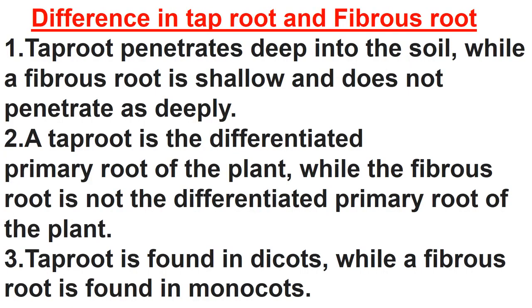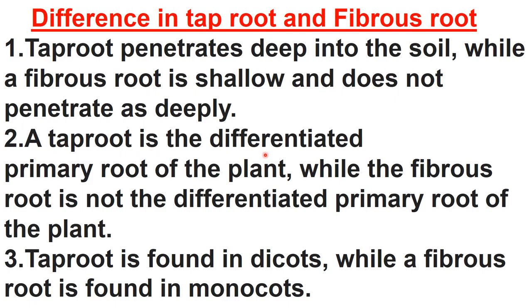Now this is the answer for one more extra question that I gave in homework, and the question is differentiate taproot and fibrous root. So this is the difference. First, taproot penetrates deep into the soil, right? Taproot gives rise to a primary root, right? So taproot penetrates deep into the soil, while a fibrous root is shallow and does not penetrate as deeply, right? So this is the first difference.